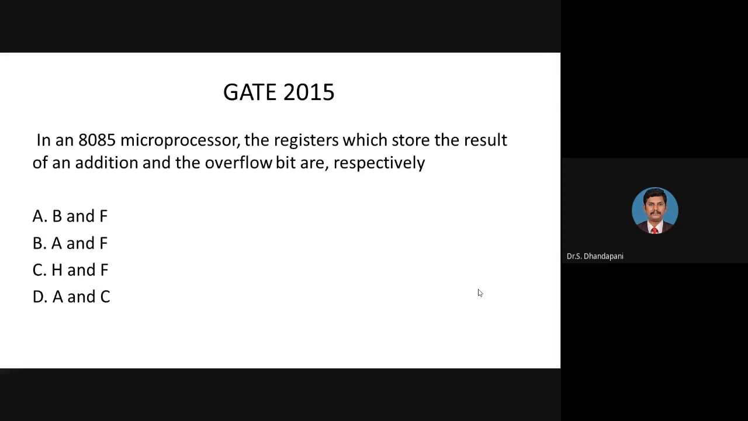From the given question, in the 8085 microprocessor, the register which stores the result of an addition and the overflow bit. Four choices are given: B and F, A and F, H and F, A and C. The registers A, B, C, D, E, HL are the general purpose registers. F is the flag register. Any guess? Any of you can give the answer in the chat box.